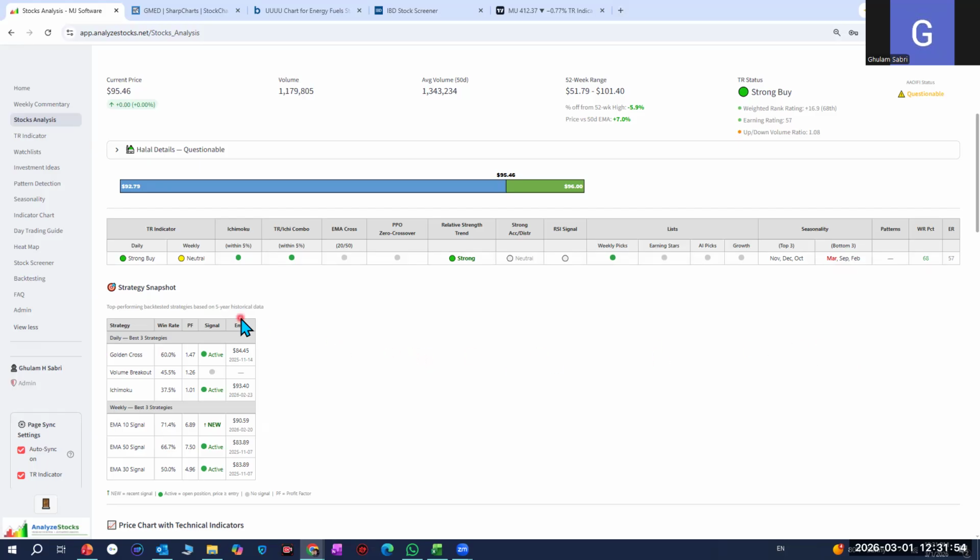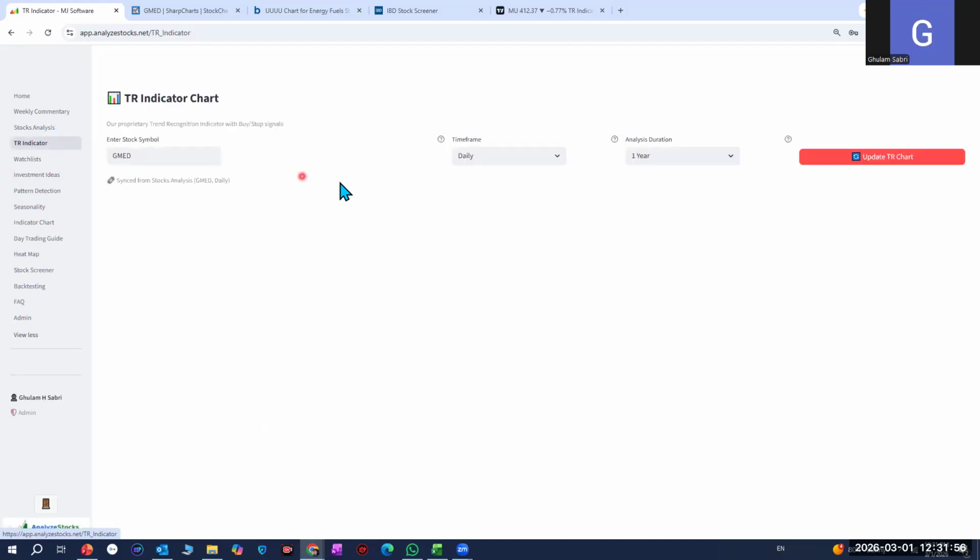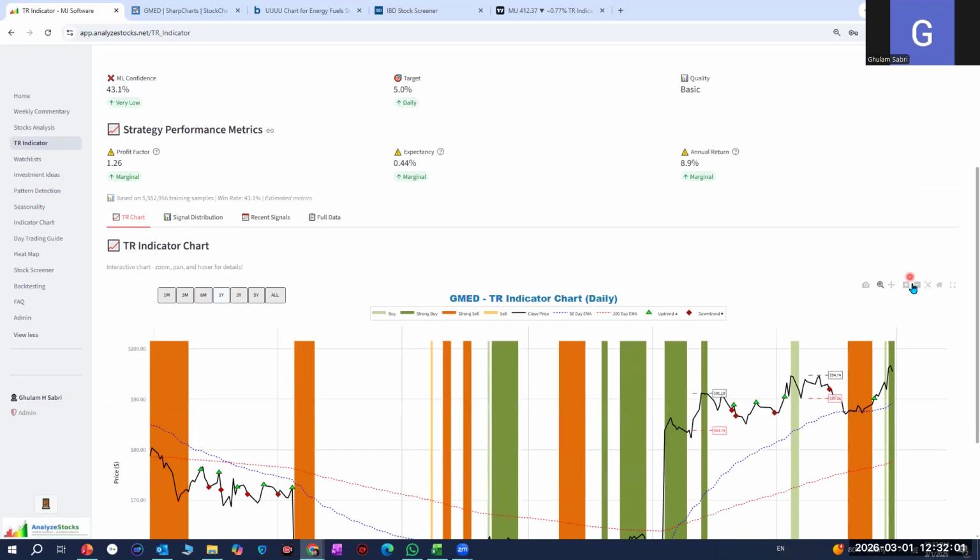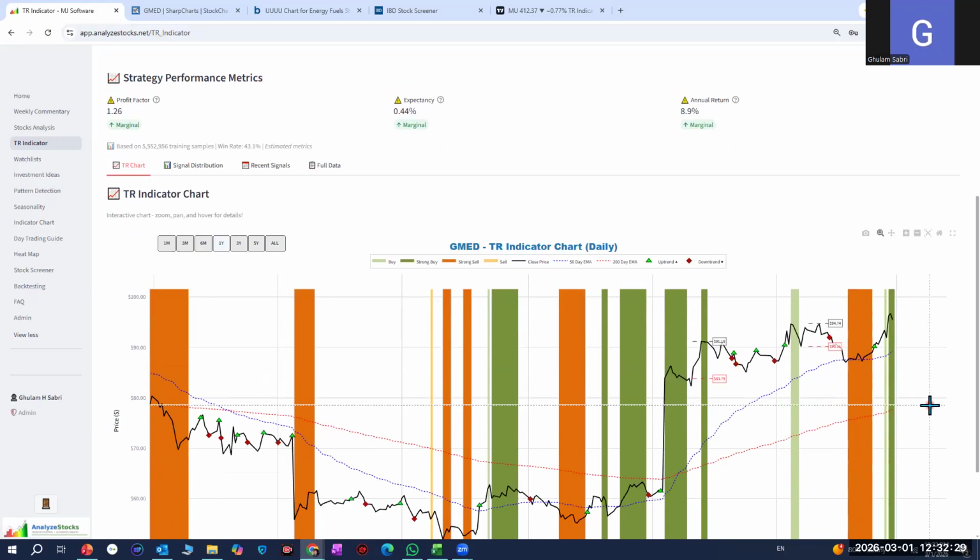Now, if you want to see its TR indicator, just go to the TR indicator. It will automatically plot the TR indicator. It will tell you this is a strong buy zone, in green zone. And it's around this previously plotted buy zone as well. Why is it not giving you a check mark here? The reason is that after this buy point failed, it hit the stop loss and we had a strong sell zone, and then it's again coming into the green zone. So this buy point is no longer valid. It's still waiting for another buy point. But overall, its condition is not bad.